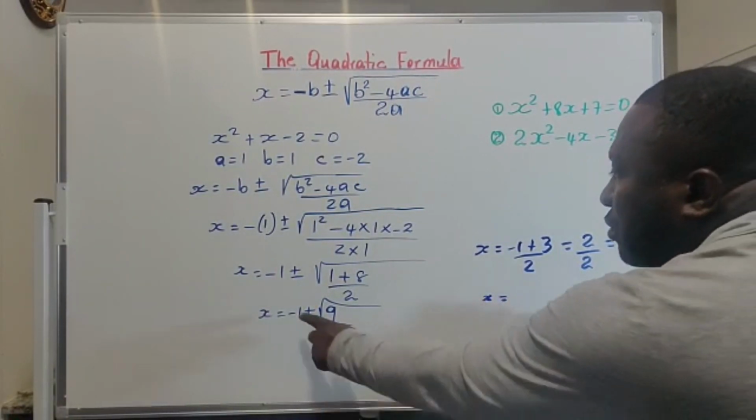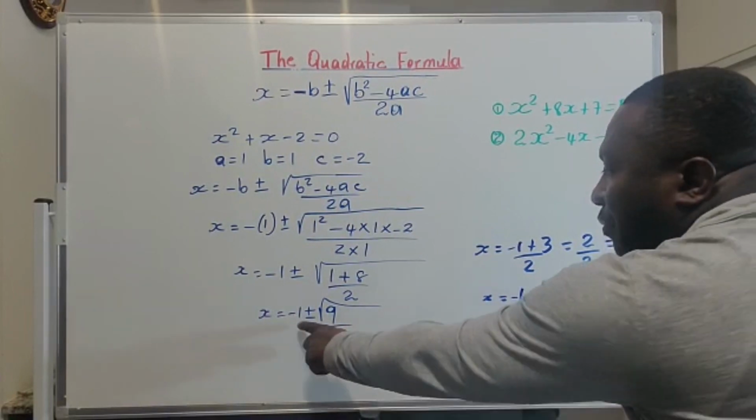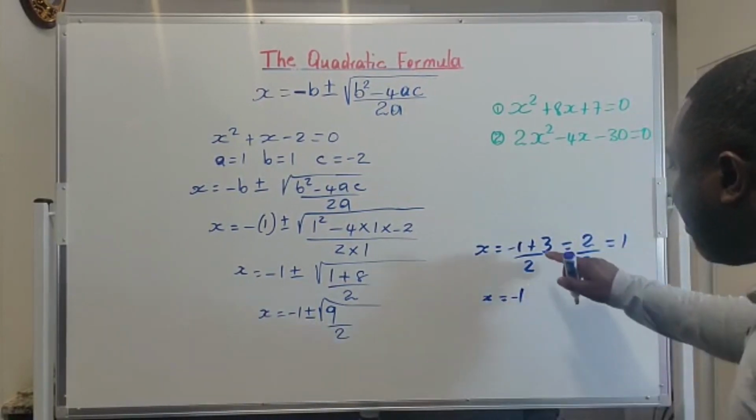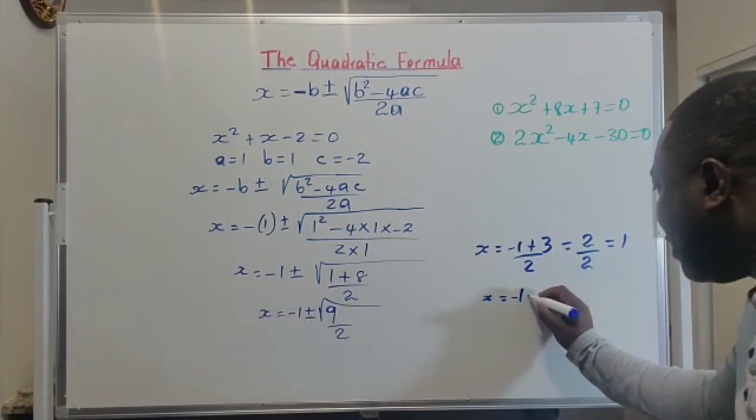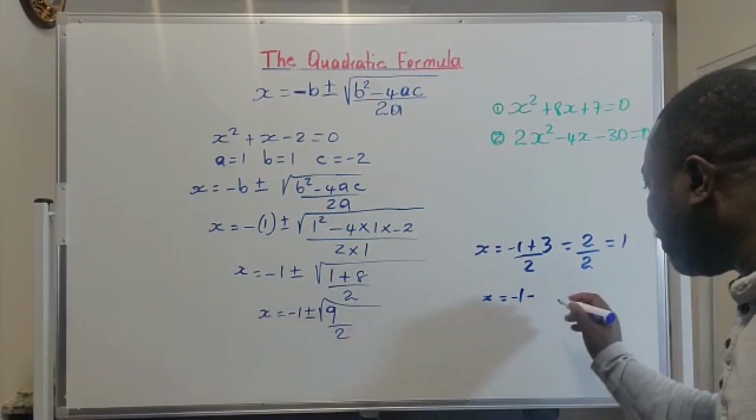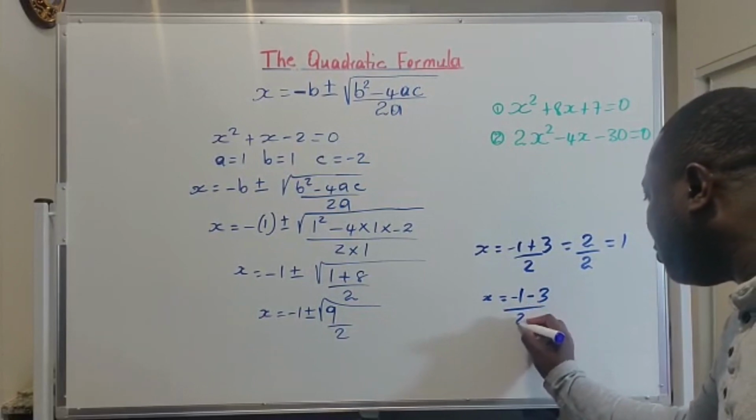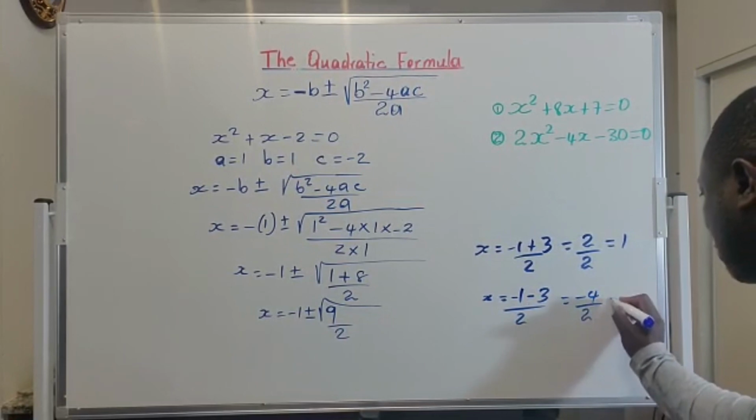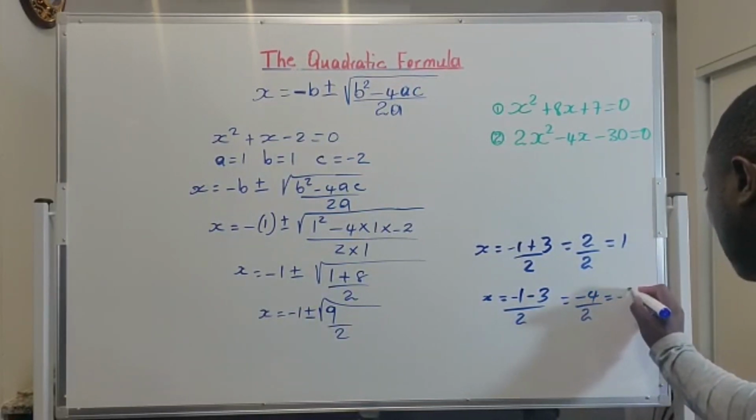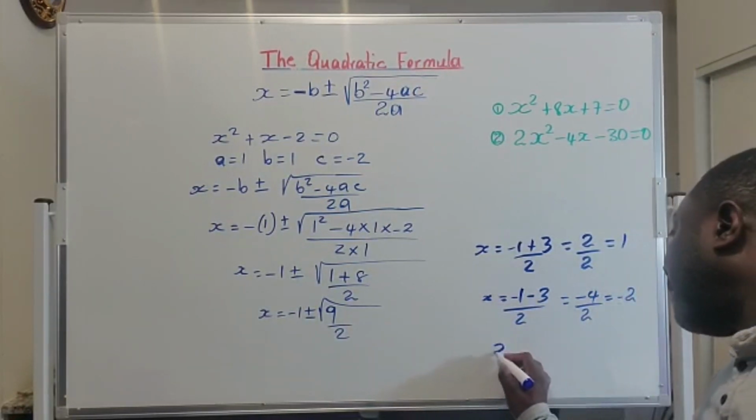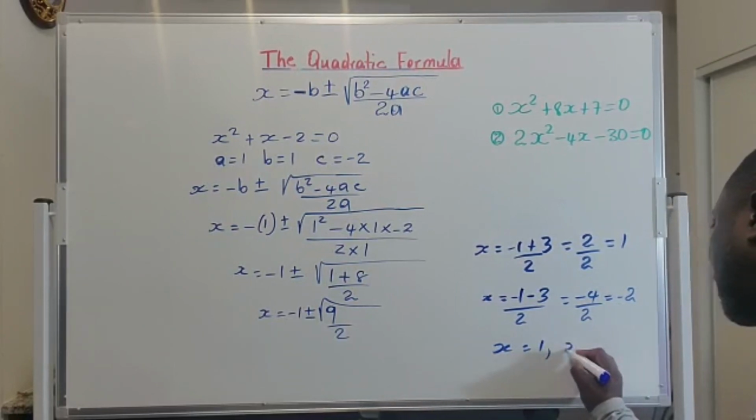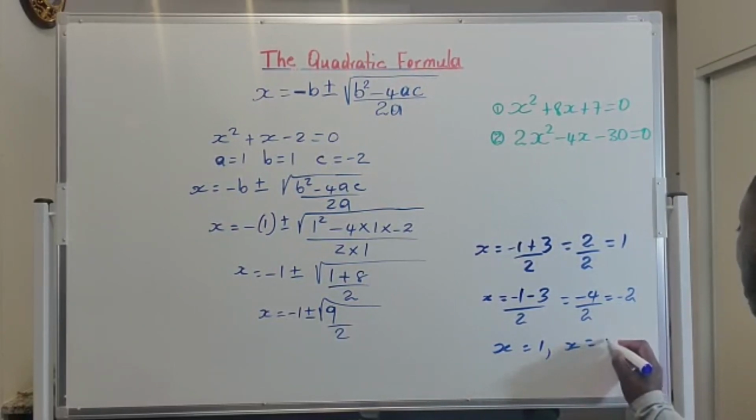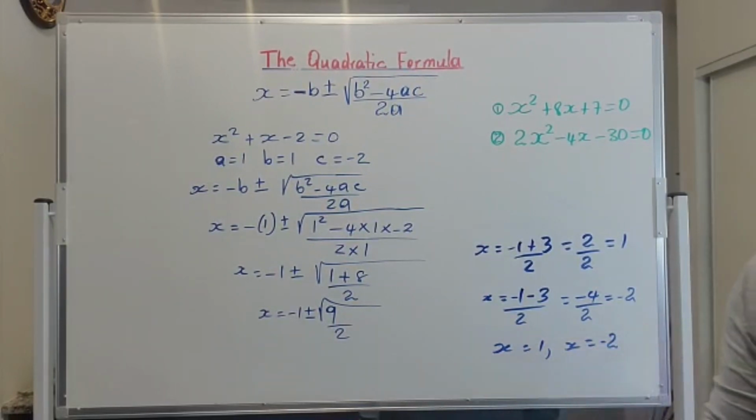X is equal to, maintain my -1. Gonna take the minus sign from here. Remember, we have already worked with the positive sign. Minus the square root, which is 3 all over 2. This will give us -4 over +2, which is equal to -2. Therefore, x is equal to +1. X is also equal to -2. So when the one value is +1, the other value is -2.